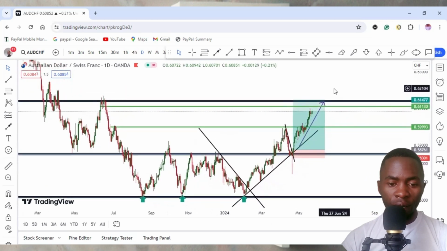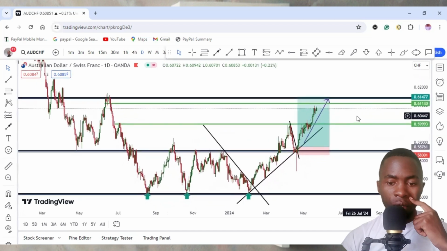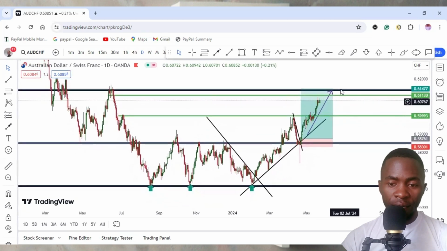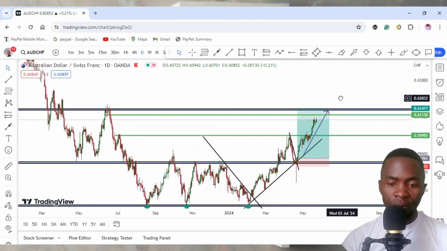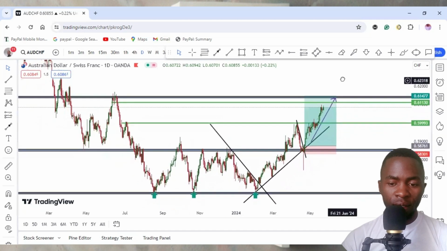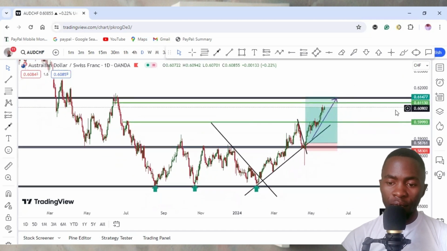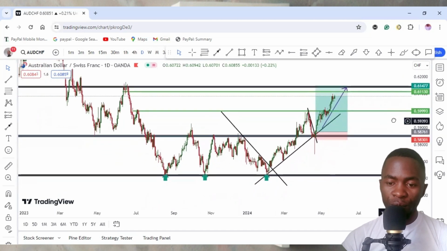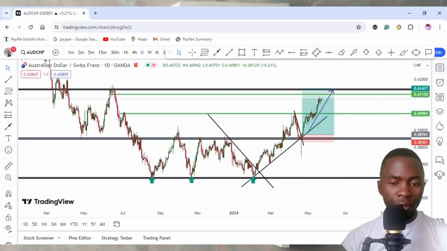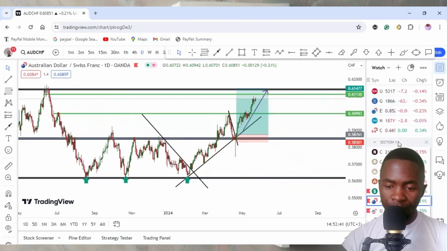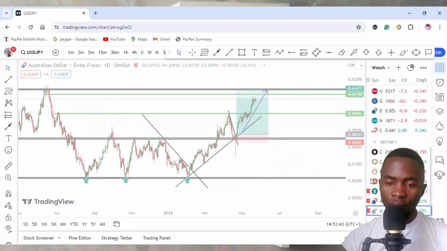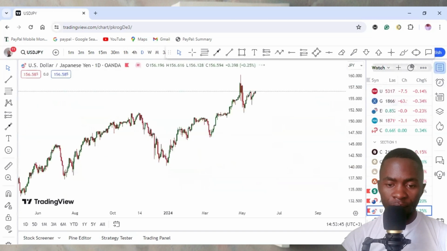So I think that's all. I don't have to analyze more on this pair because I don't see any analysis. What I can see is the pair is running well to my TP2. So let's go and also check another pair that I'm already in.